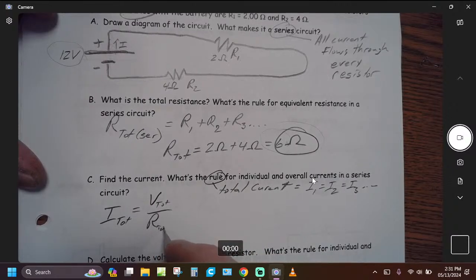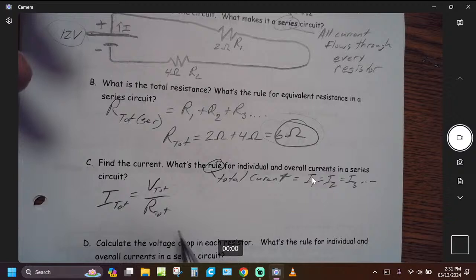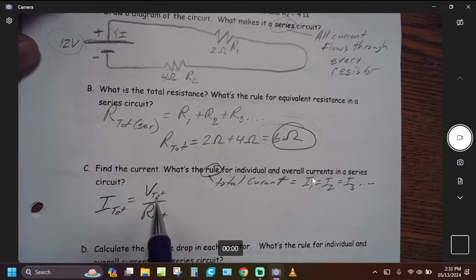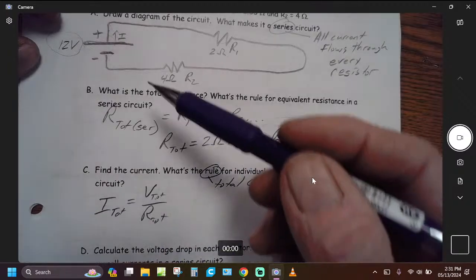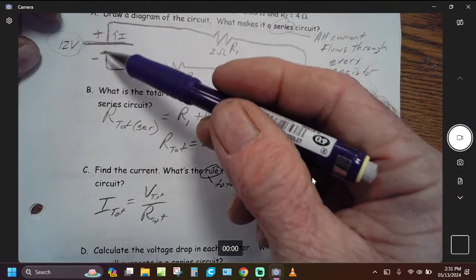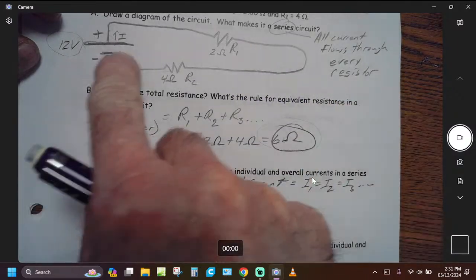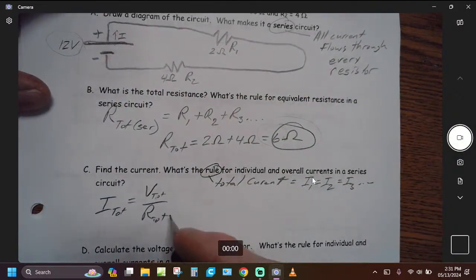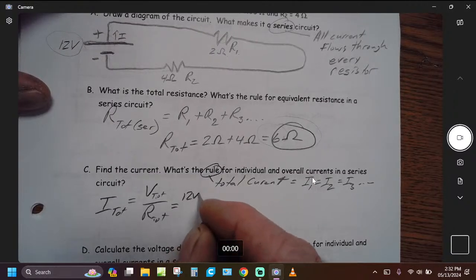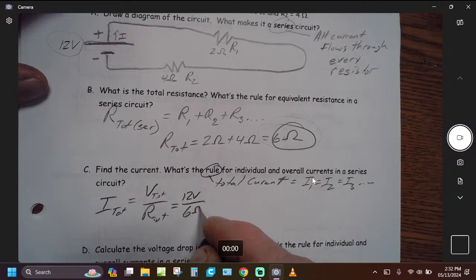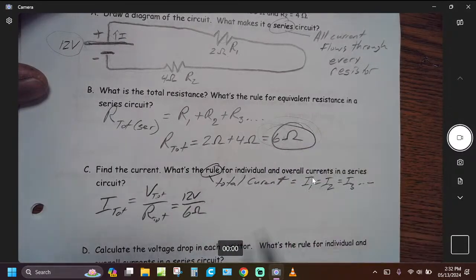You don't really have to write these little totals here if you don't want to, but whatever it is you're trying to find the current of, you need to find the voltage drop across that thing. Like, what's the change in potential energy across here? What's the change in potential energy across here? They might be different for these different places. But for the total one, it's going to be 12 volts over 6 ohms, because that's the total one that we just found.